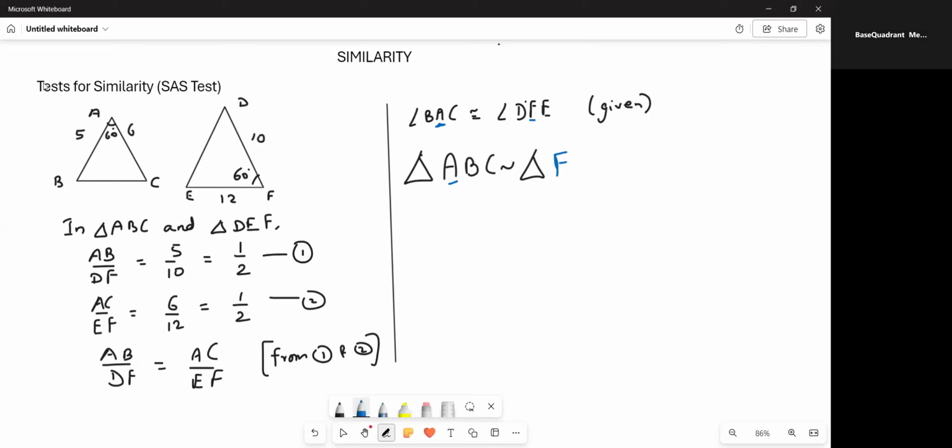Right? So triangle ABC is similar to, A corresponds with F, B corresponds with D, C corresponds with E. So C is last and E is last. Triangle ABC is similar to triangle FDE by SAS test of similarity. Triangles are similar by SAS test. Okay.